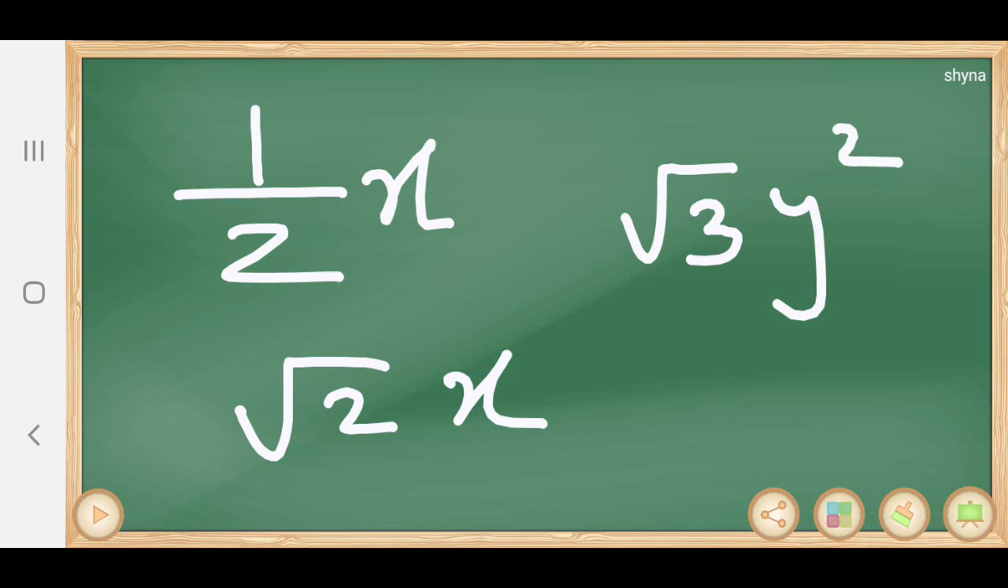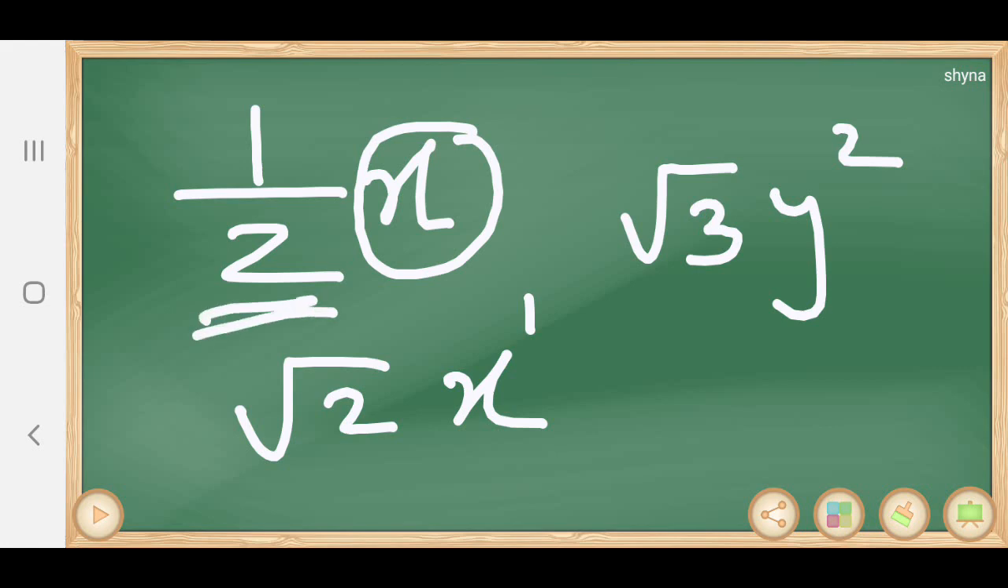These are all examples of polynomials because we have to check only the exponents or power of the variable. Here x, what's the power? 1, a positive number. So it is a polynomial. Here also power 1. Here power 2. The 1 by 2, root 2, or root 3 is not affecting the power of the variable. So these are all examples of polynomials.